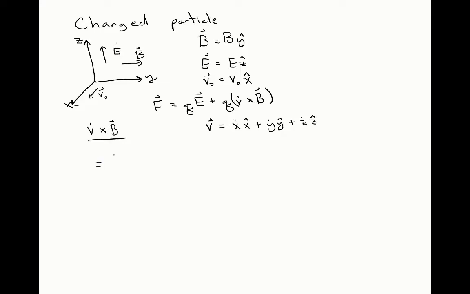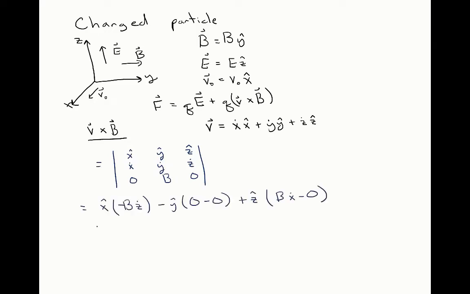Okay, so remember this is written as a determinant. x hat, y hat, z hat in the top row. So we put our v vector in the second row, and then we put our B vector in the third row. That only has a y component. Alright, let's work this out. Okay, so we have that v cross B. Now we can go ahead and plug this in for v cross B up here. And remember, E can be rewritten this way, E z hat. So let's plug that in.